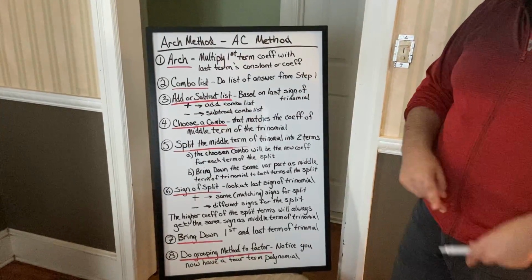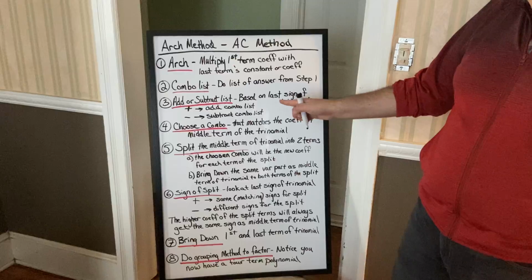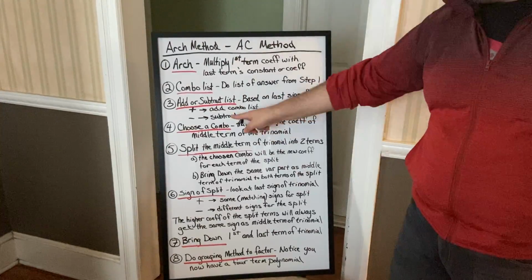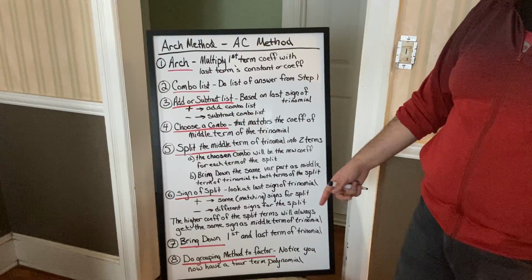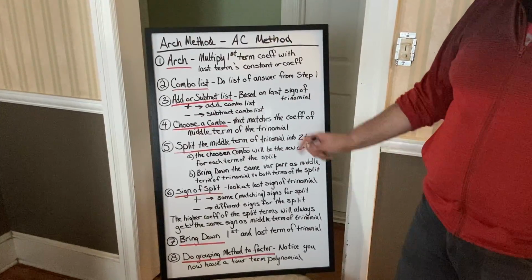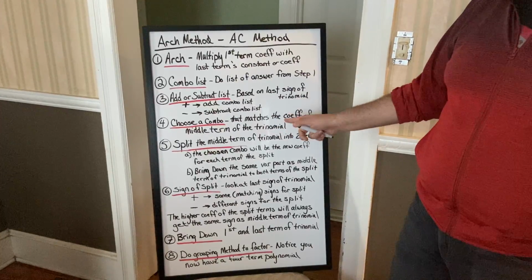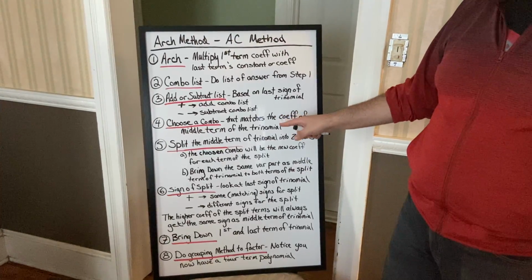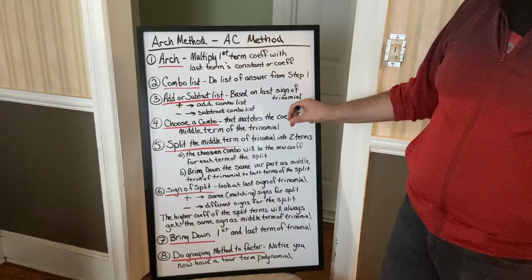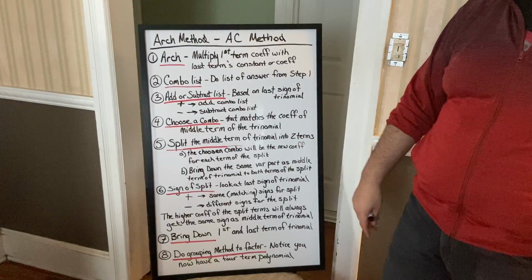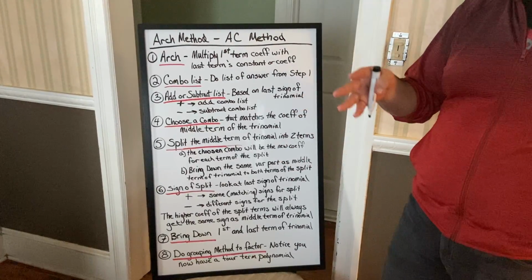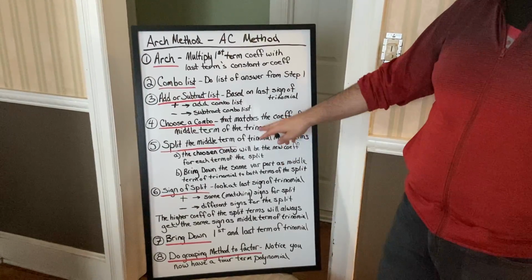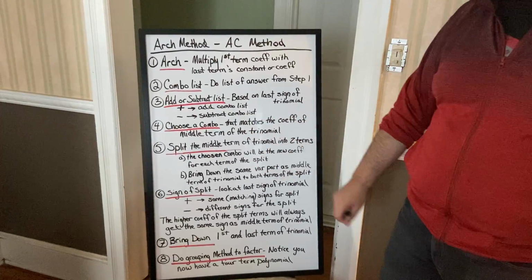From that, we're going to add or subtract the list. And this is, again, based on the last sign of the trinomial. If it's a plus sign, you're going to add the combo list. If it's a minus sign, you're going to subtract the combo list. Then number 4, this is the best part. Choose a combo that matches the coefficient of the middle term of the trinomial. If your combo, when you add or subtract, if any of those numbers do not match the middle of the trinomial, you can stop and say that your answer is prime, especially if you don't have a GCF. But if you do have a match, then this is where we go to step 5.